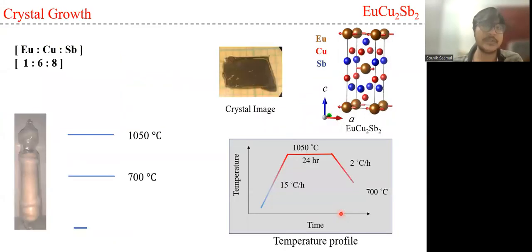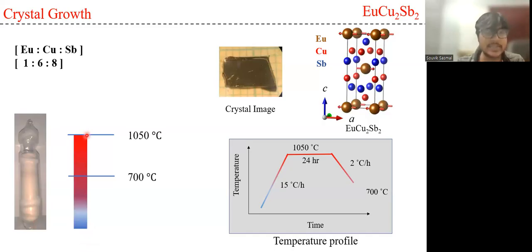So how do we grow this europium copper-2Sb2? Initially we take europium, copper and Sb in a 1:6:8 molar ratio in an aluminum crucible. Then we seal that aluminum crucible in a quartz ampule in this shape. This shape is important for a different purpose that I am not going into. But the point is that we take these systems in a furnace and follow a temperature profile like this.